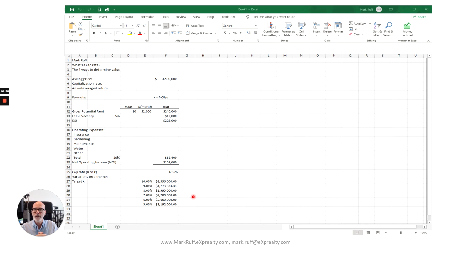So let's summarize. The cap rate represents the net operating income divided by the value, and the cap rate essentially is an unleveraged return, meaning that if I were to pay all cash for the opportunity, at the end of that year, at the end of that 12-month hold period, my cap rate would be my yield on that all cash purchase.